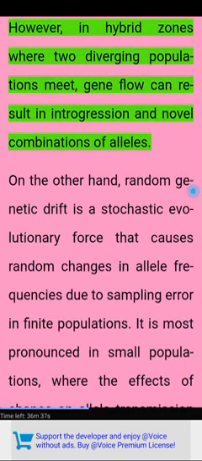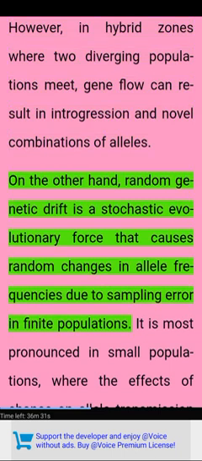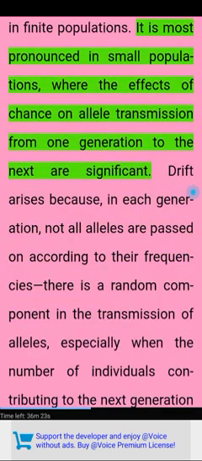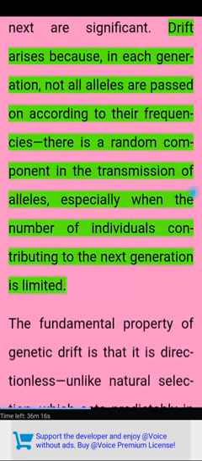However, in hybrid zones where two diverging populations meet, gene flow can result in introgression and novel combinations of alleles. On the other hand, random genetic drift is a stochastic evolutionary force that causes random changes in allele frequencies due to sampling error in finite populations. It is most pronounced in small populations, where the effects of chance on allele transmission from one generation to the next are significant. Drift arises because, in each generation, not all alleles are passed on according to their frequencies.